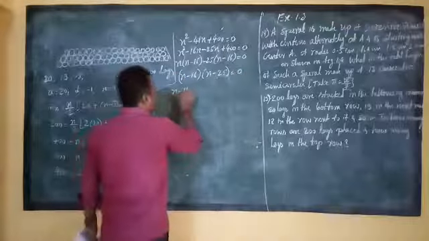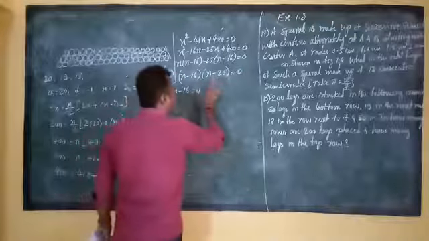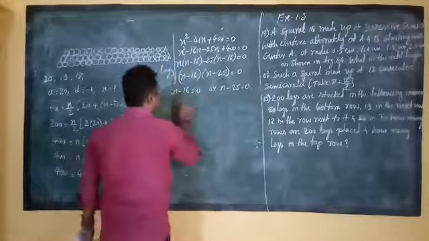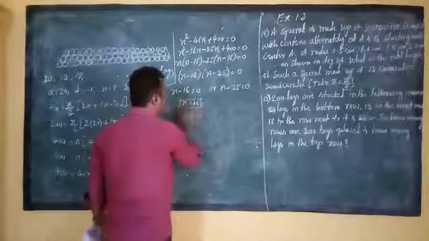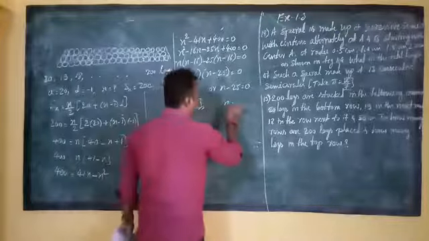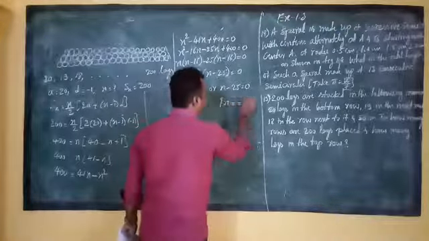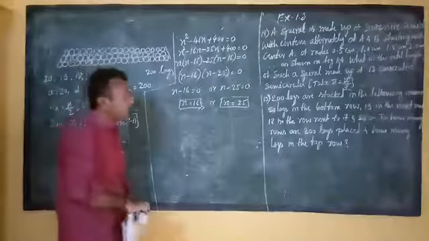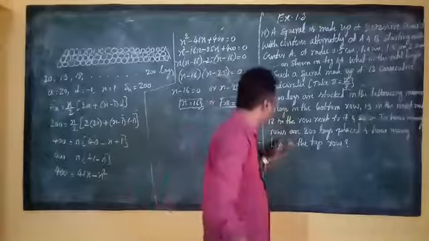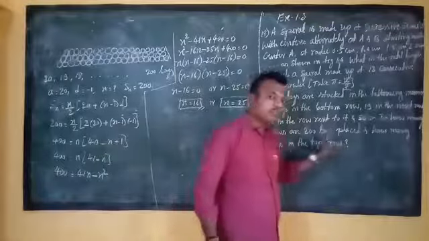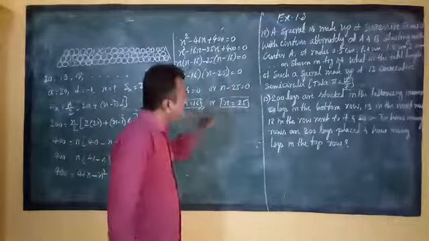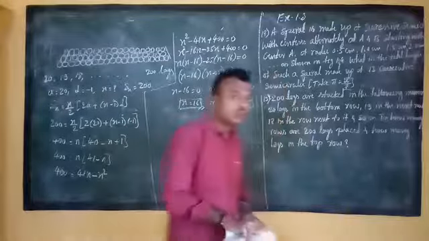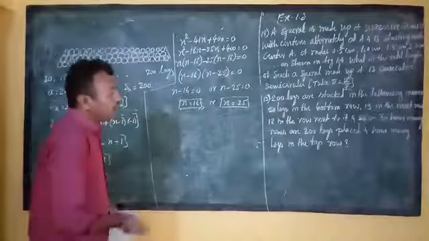Now n minus 16 is equal to 0, or n minus 25 is equal to 0. So n is equal to 16, so the total number of rows is 16, or n is equal to 25. So which is correct? I don't know. We have to check it. So there are 16 rows or 25 rows, and also how many logs are in the top row?